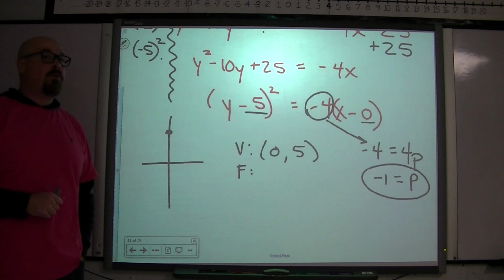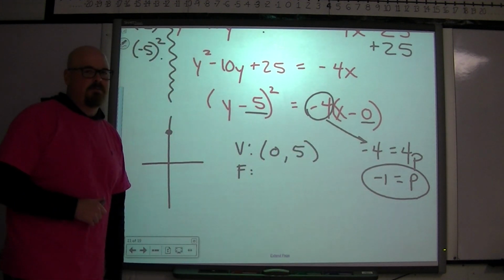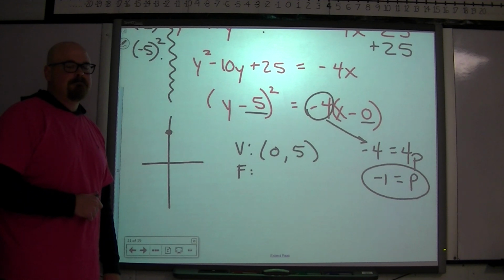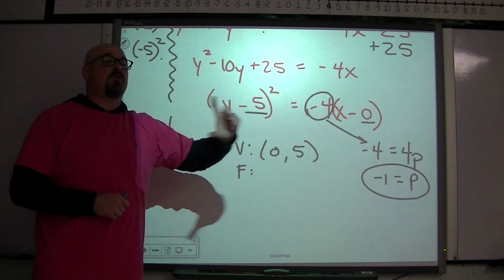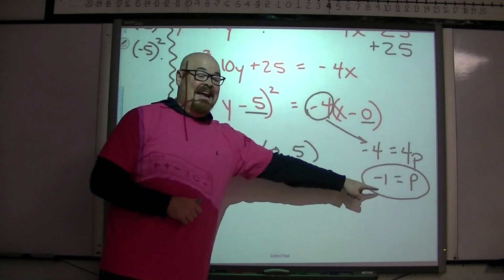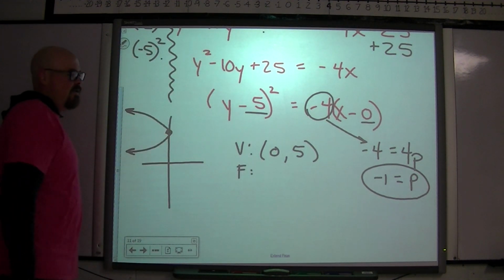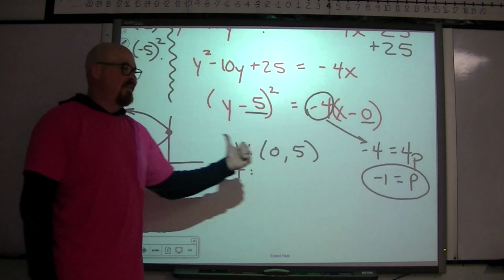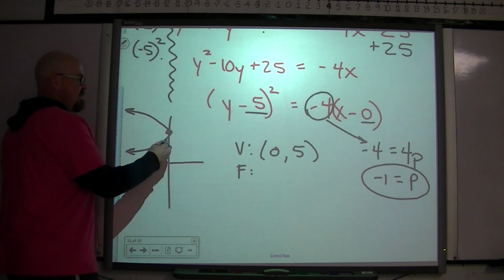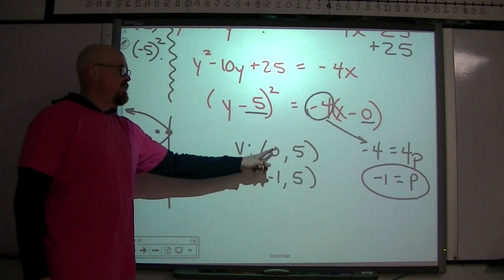How does this parabola open? I'm going to stop for a second and let you think. Think about here. Think about here. How does this parabola open? Well, we said from the beginning it's y squared, so it has to open left or right. And since p has a negative value, it opens to the left. Which tells me what about the focus? Where is the focus? It's 1 unit to the left of this point. So instead of being at 0, 5, it's at -1, 5. 1 unit to the left of that.